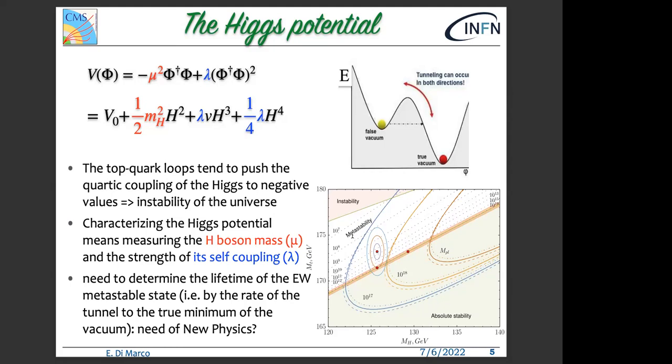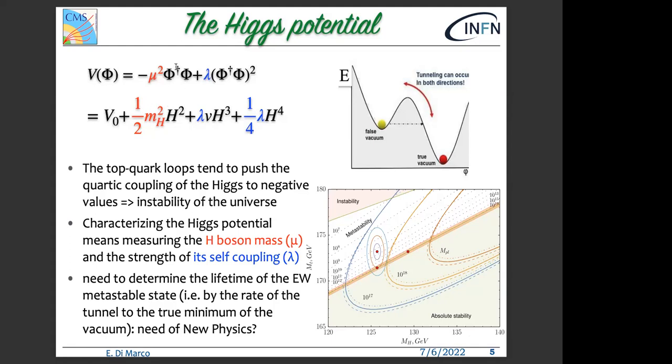And you see this happens because, as Roberto was mentioning before, the top quark loops tend to push the quartic coupling of the Higgs to negative values, bringing us to this unstable region of the universe, so this metastability region here in this plane of Higgs boson mass and top mass. Now, this is determined by the Higgs potential. The Higgs potential has these two parts here.